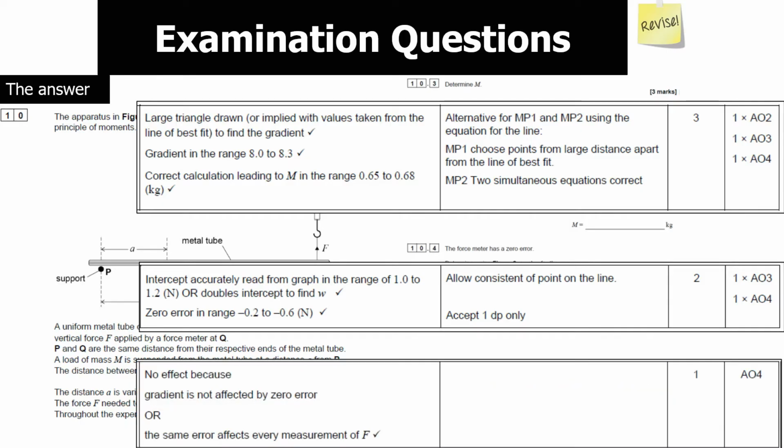Now, will this affect the mass? Well, it won't affect the mass, because as you mentioned before, a zero error will affect the y-intercept or the x-intercept for your graph. It will not affect the gradient, so therefore the gradient is unaffected, and the gradient is what we use to ultimately calculate m, so it would not affect it.